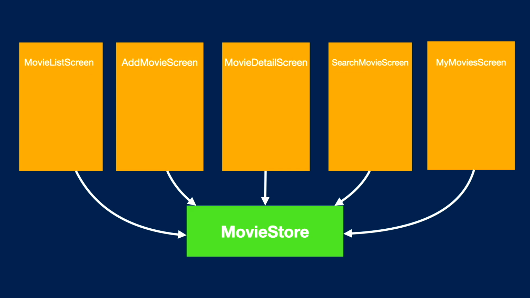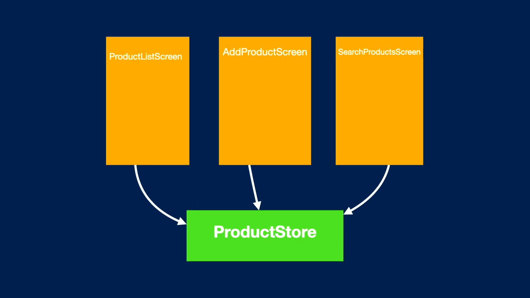Adding the movies, deleting the movies, updating the movies, movie details, listing movies, sorting movies, filtering movies, movie store. Or you can say movie view model, whatever you want to say. For products, it's going to be product store. All right?